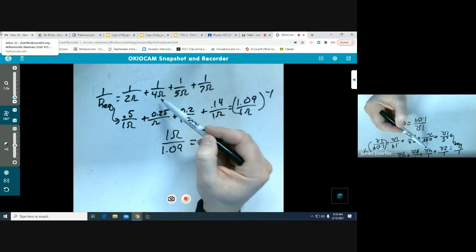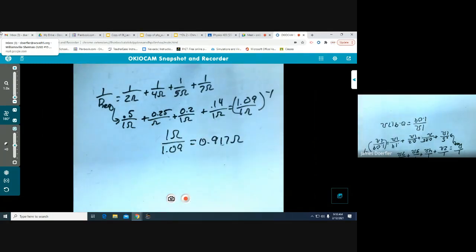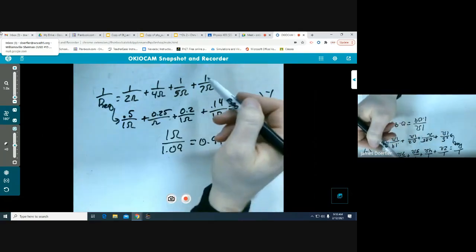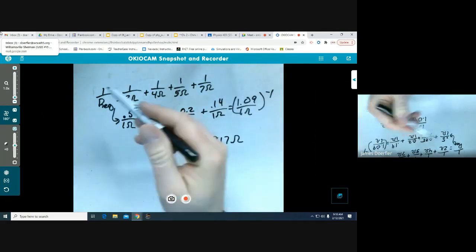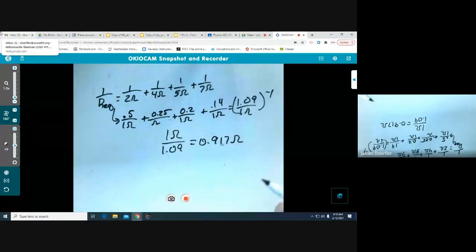Okay? And then to get ohm on top, take the reciprocal. Okay? So again, start off in fraction form, convert each fraction into a decimal over ohm, take the reciprocal, and divide it to get your equivalent resistance. Let's do a couple more.